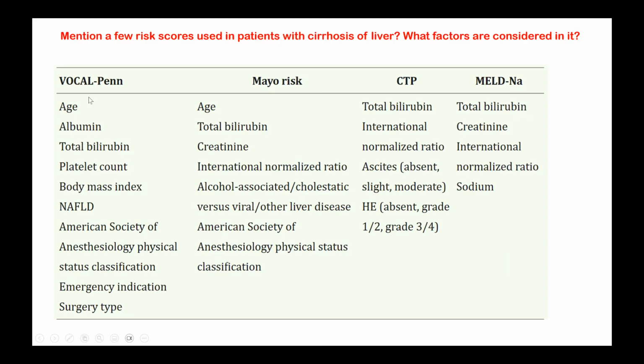And the newer one, which is called the VOCAL-Penn risk scoring system, apart from the ones which are taken in CTP and MELD, they take body mass index, platelet count, whether it is a non-alcoholic fatty liver disease, and ASA classification, and the emergency or the elective indication for the surgery. So all these things are taken into account to make the risk stratification more specific with regard to the patients who are coming for surgery. So these two are recent ones which have been included. So you better know them also so that if the examiner asks, you can say that.